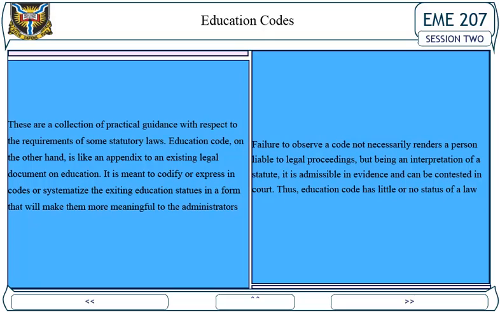Definition of educational codes. They are a set of rules meant for interpreting or streamlining the norms or rules for the purpose of public education. Failure to observe a code does not necessarily render a person liable to legal proceedings, but being an interpretation of a statute, it is admissible in evidence and can be contested in court. Thus, an education code has little or no status of a law.